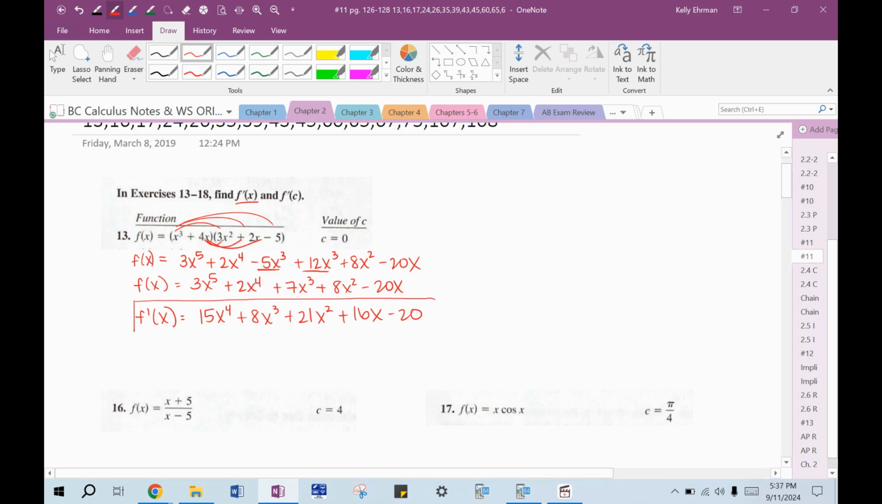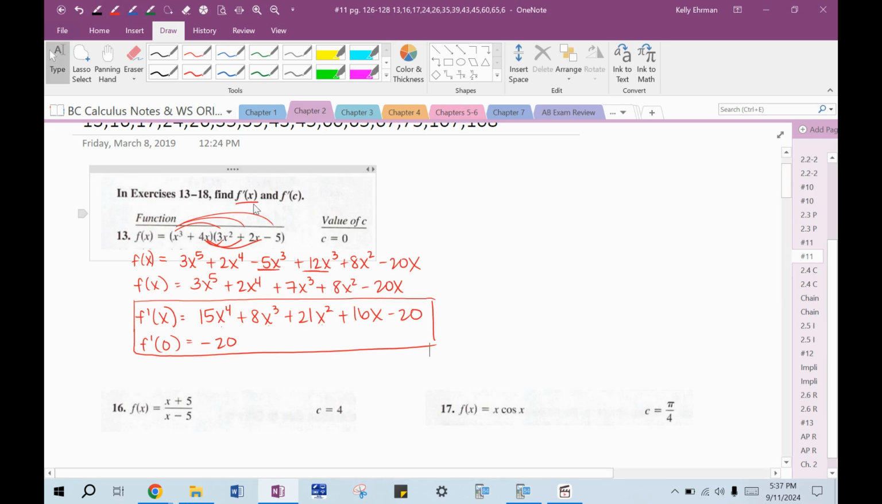And then we are also supposed to find f prime of c. In this case, c is 0. So that's really easy. If you put 0 in for all of these x's, all of those terms will become 0, and we'll just be left with negative 20. So I'm going to box these in together. All right, so that's our first problem.